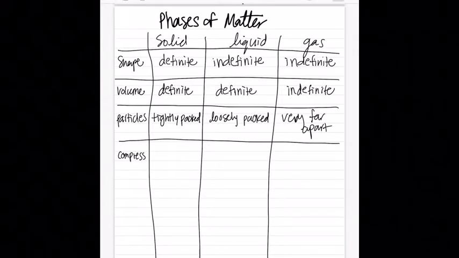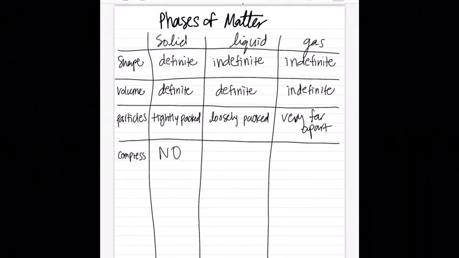So I want you to think about this not in the sense of an object, but in the sense of the particles. Remember that the particles in a solid are really, really close together. When you compress something, you're closing that gap between those particles. So when you're compressing a solid, there's no room for the particles to come together. So you cannot compress a solid. So we're going to say no.